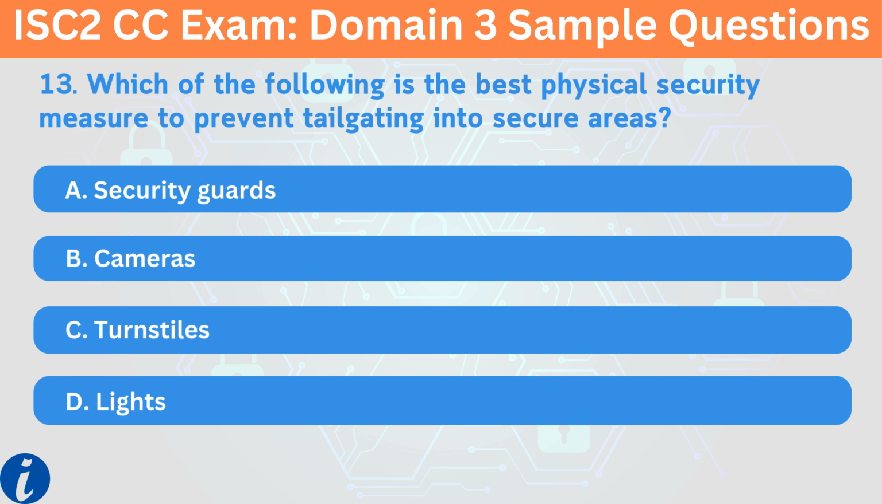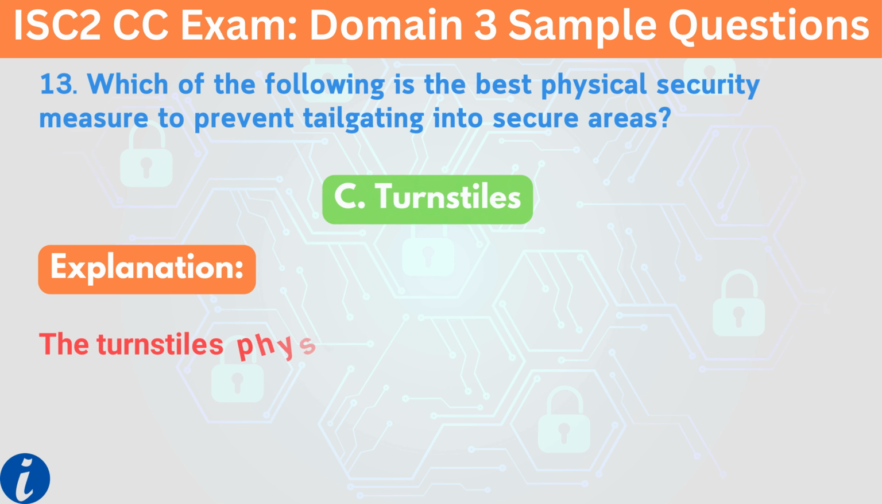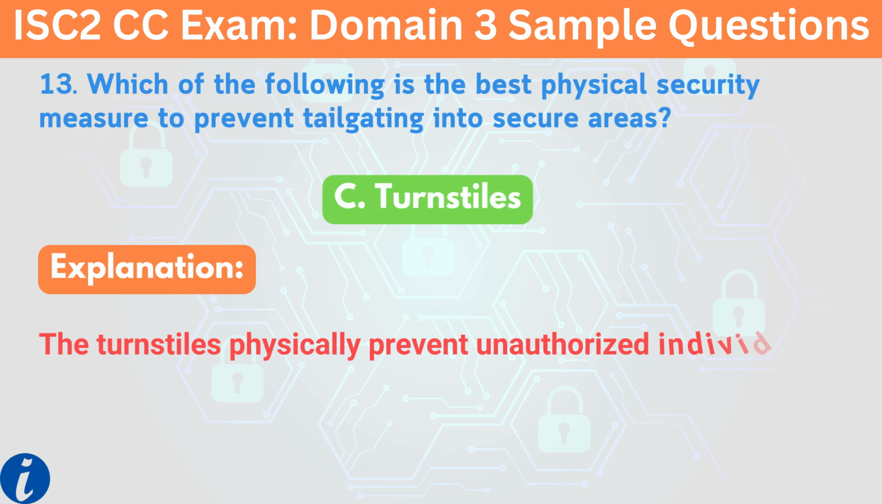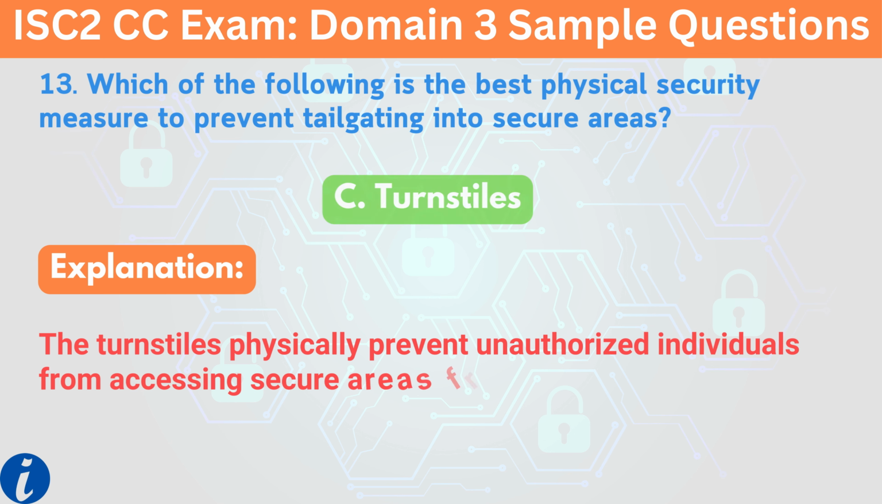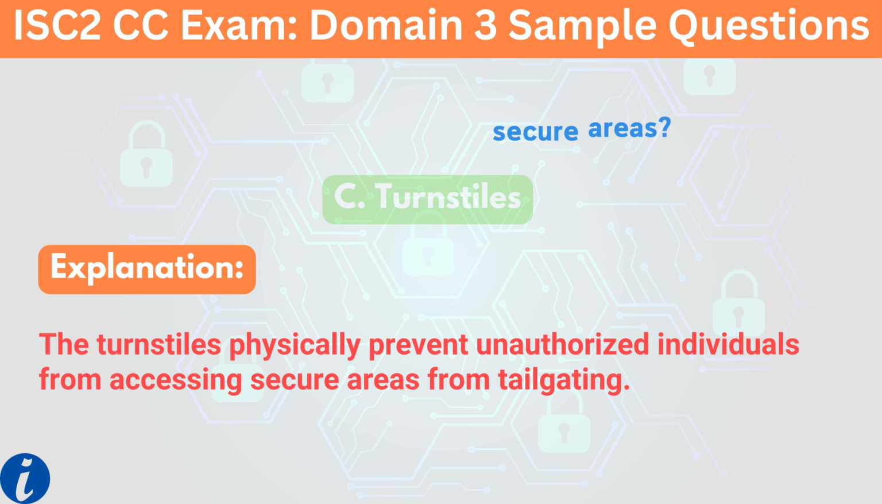13. Which of the following is the best physical security measure to prevent tailgating into secure areas? A. Security guards. B. Cameras. C. Turnstiles. D. Lights. The correct answer is C. Turnstiles. Explanation. The turnstiles physically prevent unauthorized individuals from accessing secure areas from tailgating.